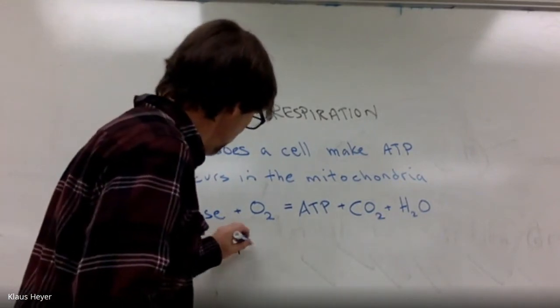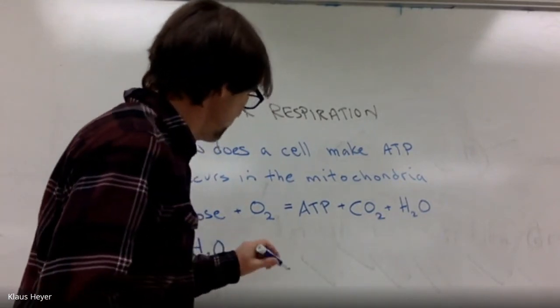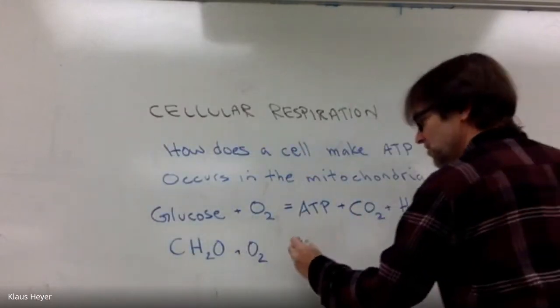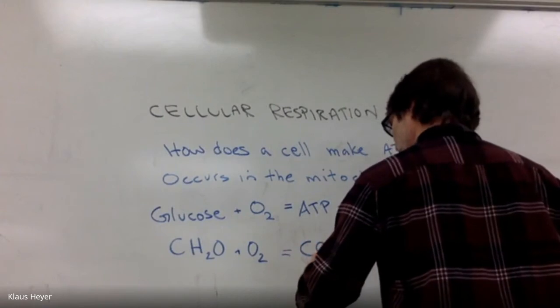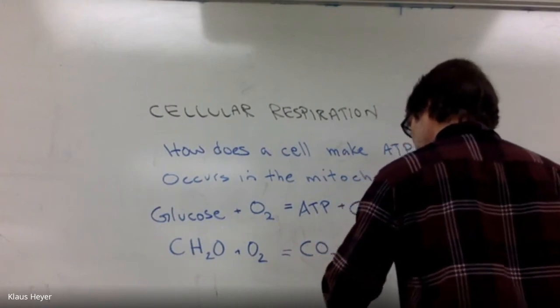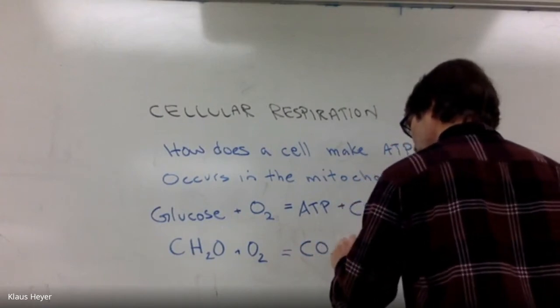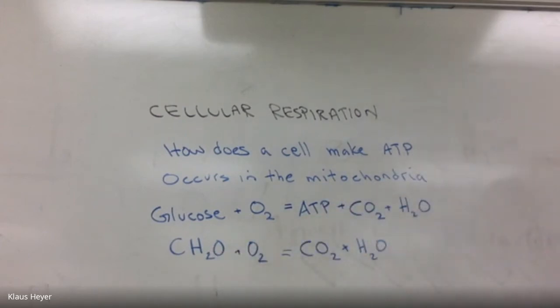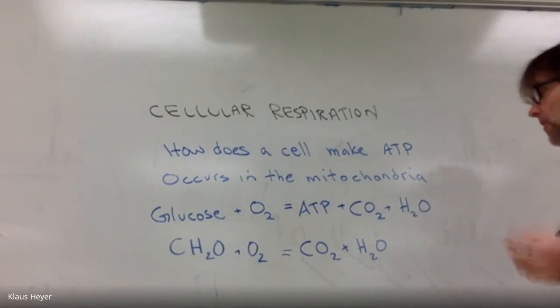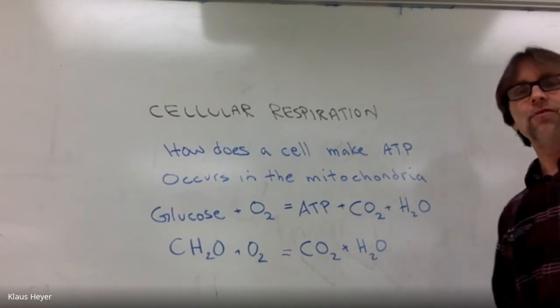So I'm going to rewrite it. CH2O plus O2. And then on the other side of the equation, I'm going to keep the ATP out for a second. CO2 plus H2O. These are the things that go in. These are the things that come out. Glucose and oxygen go into the process. Carbon dioxide and water come out of the process.